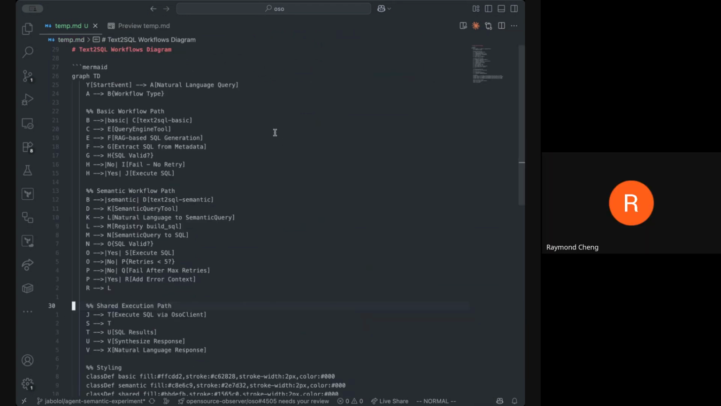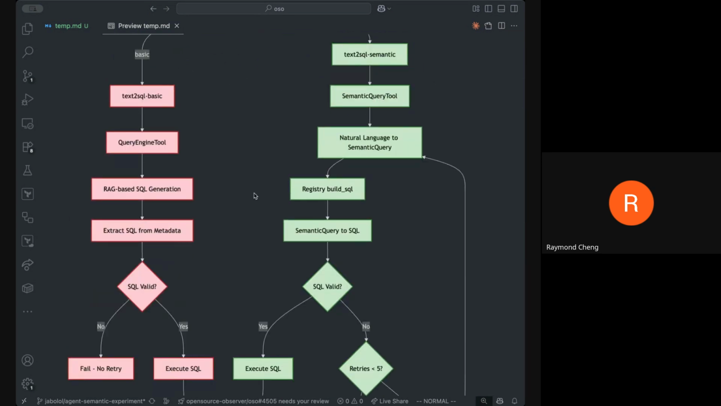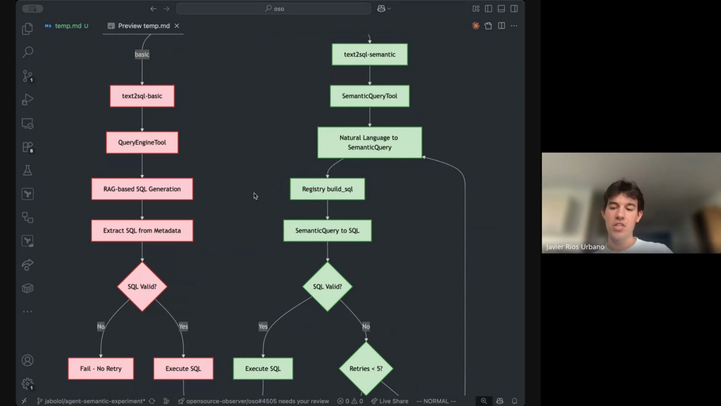Quick clarification for the natural language to semantic query: semantic queries right now are in Python, right? Is there some way to declaratively write a semantic query in JSON? Yes, it's actually JSON.